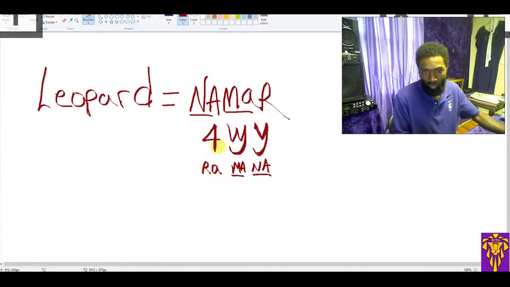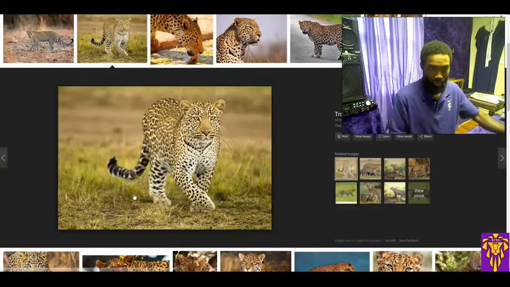Why? Because when you bridge these two together, this last Hebrew consonant, which is ra, once it is bridged with ma, the A is going to drop out. So you would drop the A out. You wouldn't need the A. And that's it. Namar, na-ma-ar. These join. And that's leopard. Once again, this is the leopard in the Hebrew, namar.